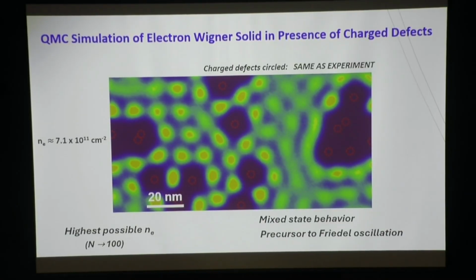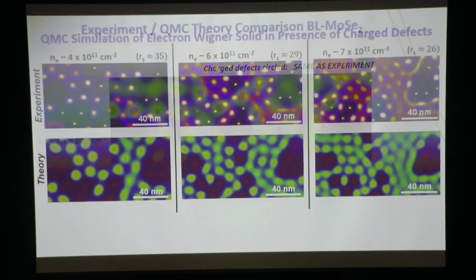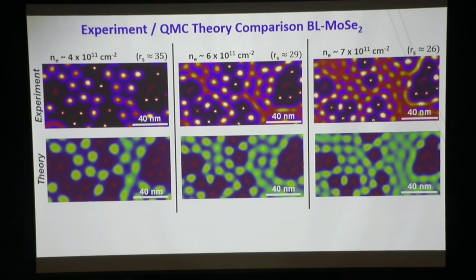But nevertheless, it's pretty good. You know, this looks a lot like what we saw experimentally. And so here I show a one-to-one comparison of the theory and the experiment. The experiment is here on top. The theory is here on bottom for 3 different electron densities. And they look pretty similar.